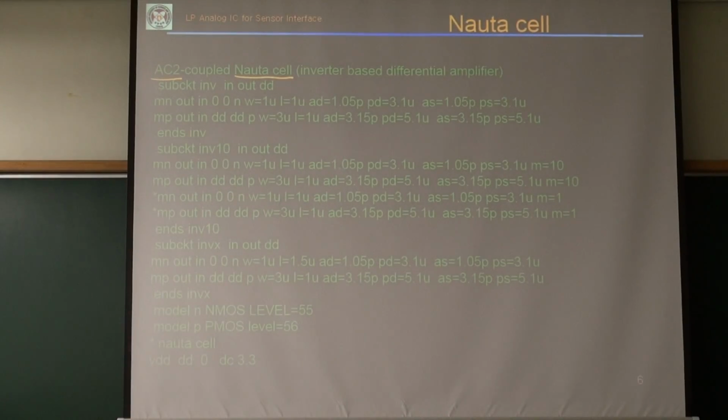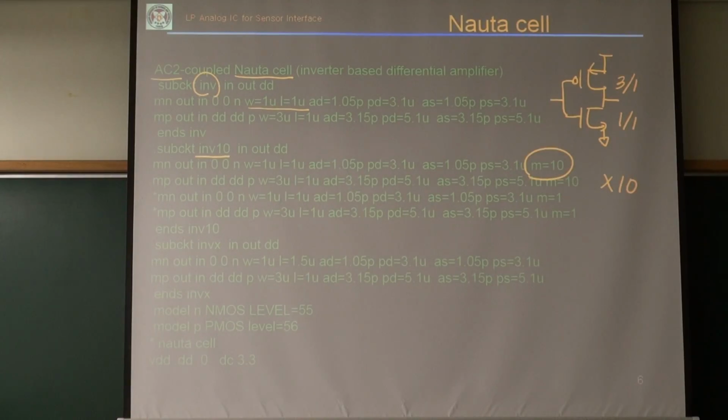So you can follow, see, I have an inverter sub-circuit. This inverter sub-circuit is a simple one. 1 by 1 NMOS, 3 by 1 for PMOS, right? That's an inverter. And inverter 10 is just 10 times of that, this inverter multiplied by 10.